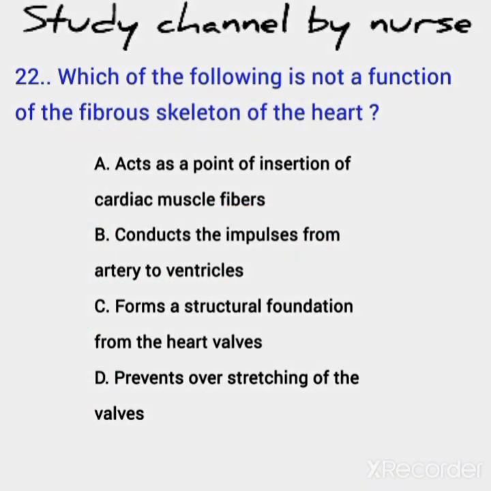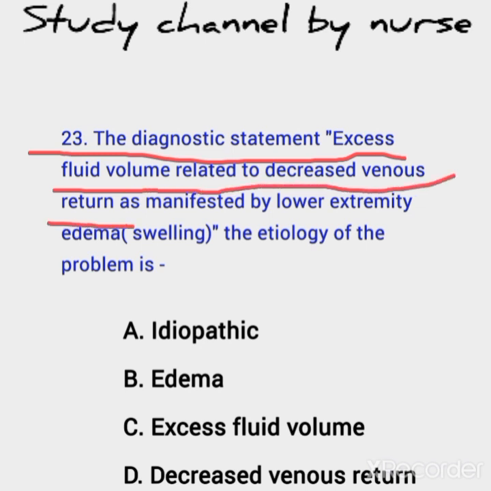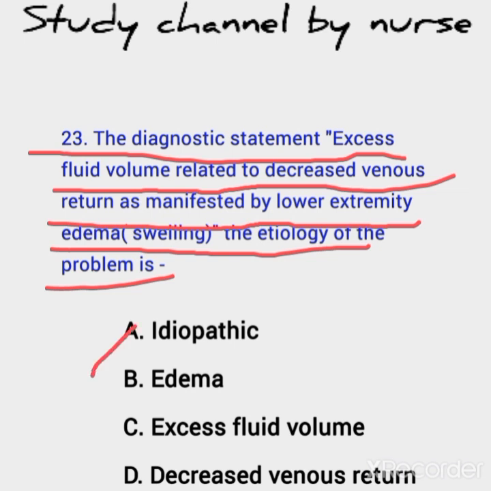Next, question number 23. The diagnostic statement: excess fluid volume related to decreased venous return as manifested by lower extremity edema. The etiology of the problem is option A idiopathic. Option B edema. Option C excess fluid volume. Option D decreased venous return. And the correct answer is option D, decreased venous return.